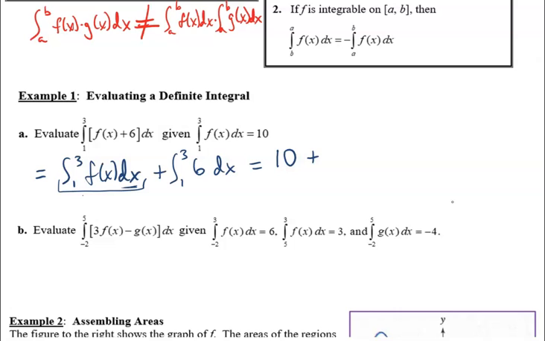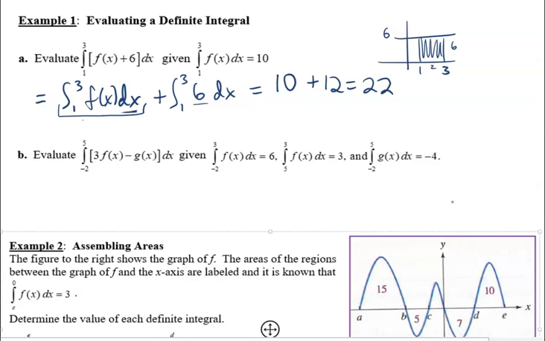And then this, so let's visualize this. If this was the function y equals 6, that would be a horizontal line at 6, and the integral from 1 to 3 would be this rectangular region, which has a width of 2 and a height of 6, so that is just a 12. So we get a total integral value of 22.